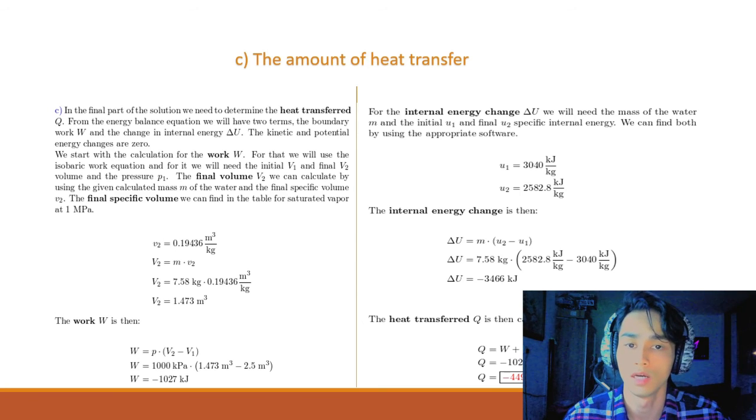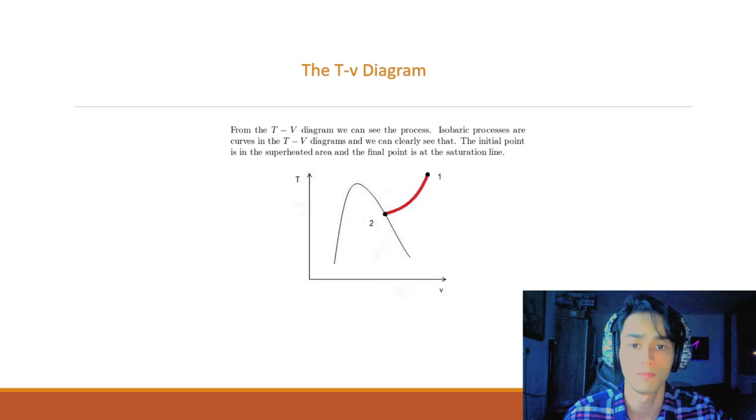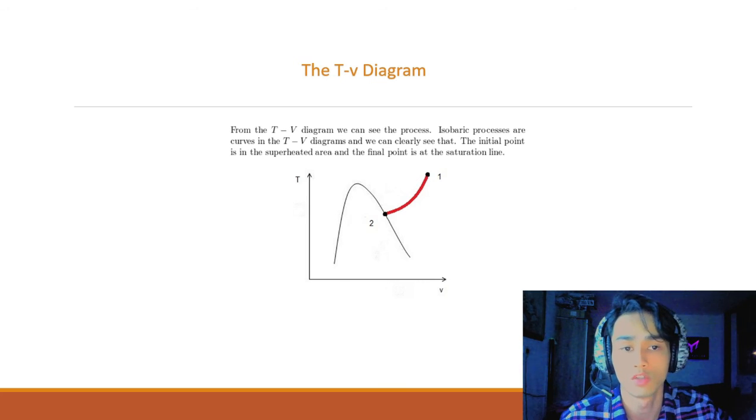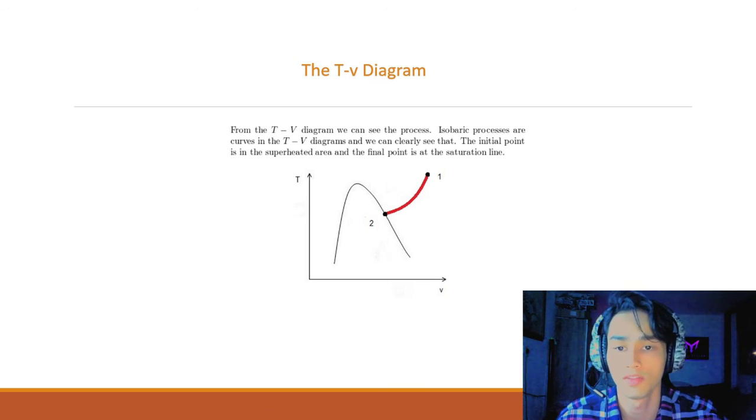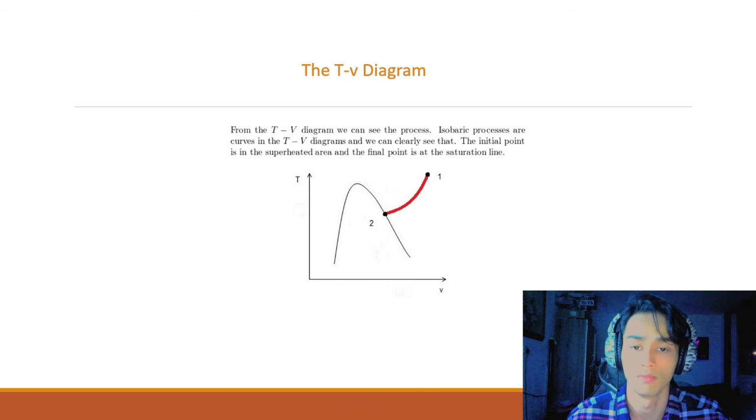So after that, I want to move to the T-v diagram. From the T-v diagram, we can see the process. Isobaric processes are curved in the T-v diagrams, and we can clearly see that the initial point is in the superheated area and the final point is at the saturated line. So as you can see at the T-v diagram right here.